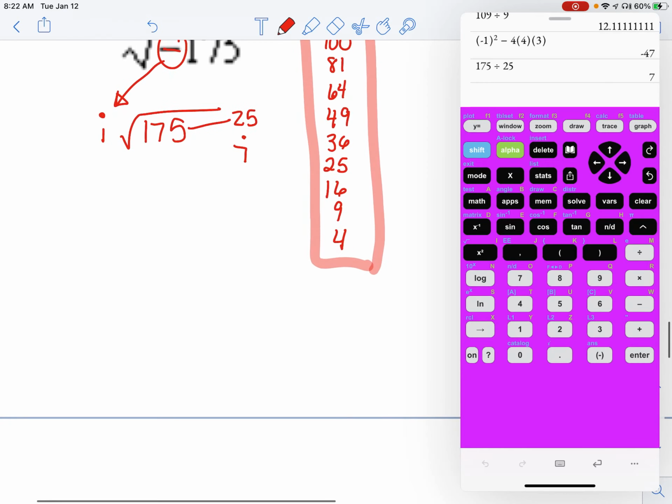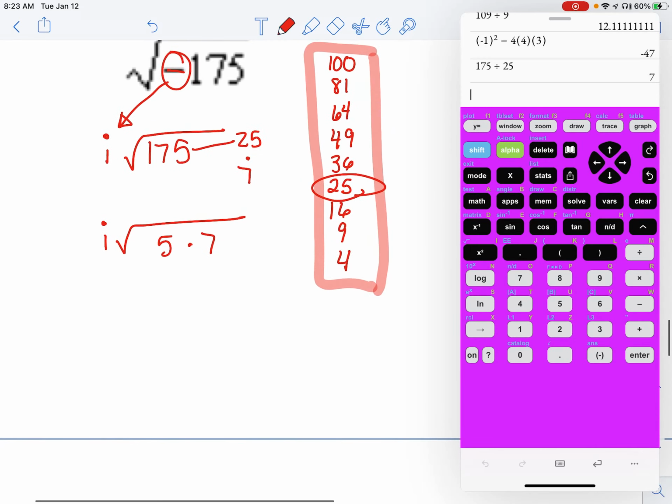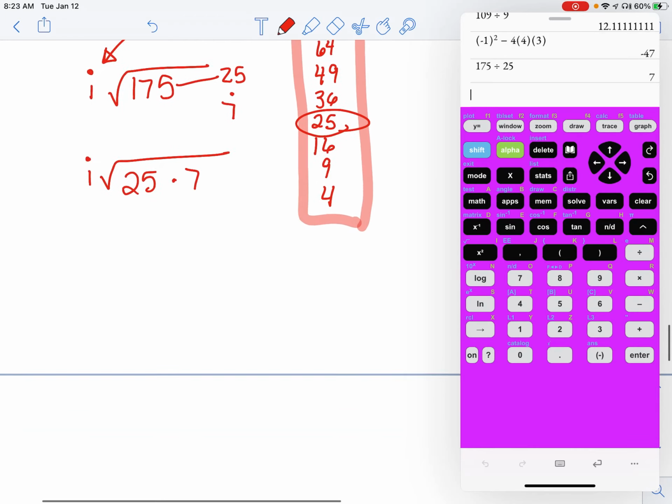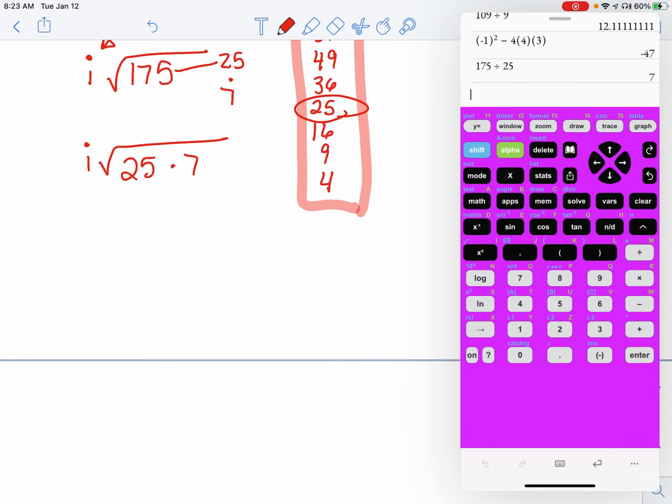So let's finish this answer. I picked 25, so it's going to be i square root. If you like to see it separate, this step isn't necessary. There you go. Okay, so we have i square root of 25 times 7. The 25 becomes a 5 because you take its square root, and the 7 is trapped inside. That's your answer.